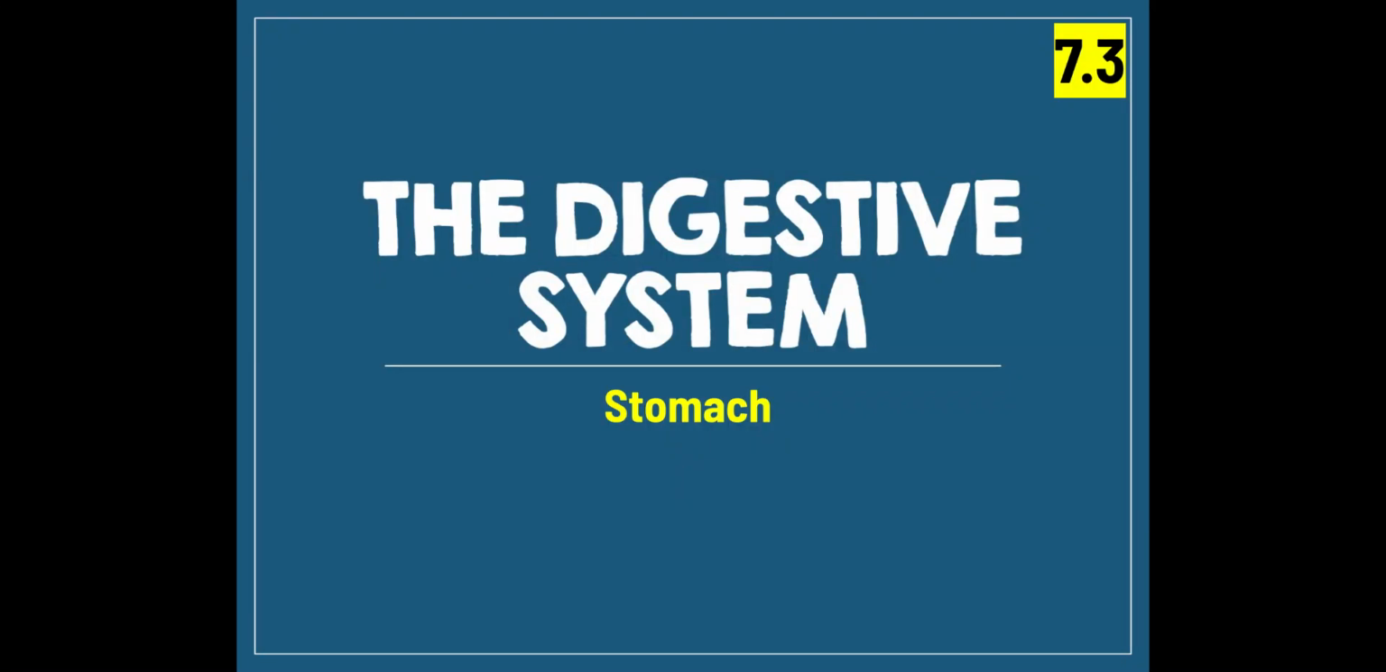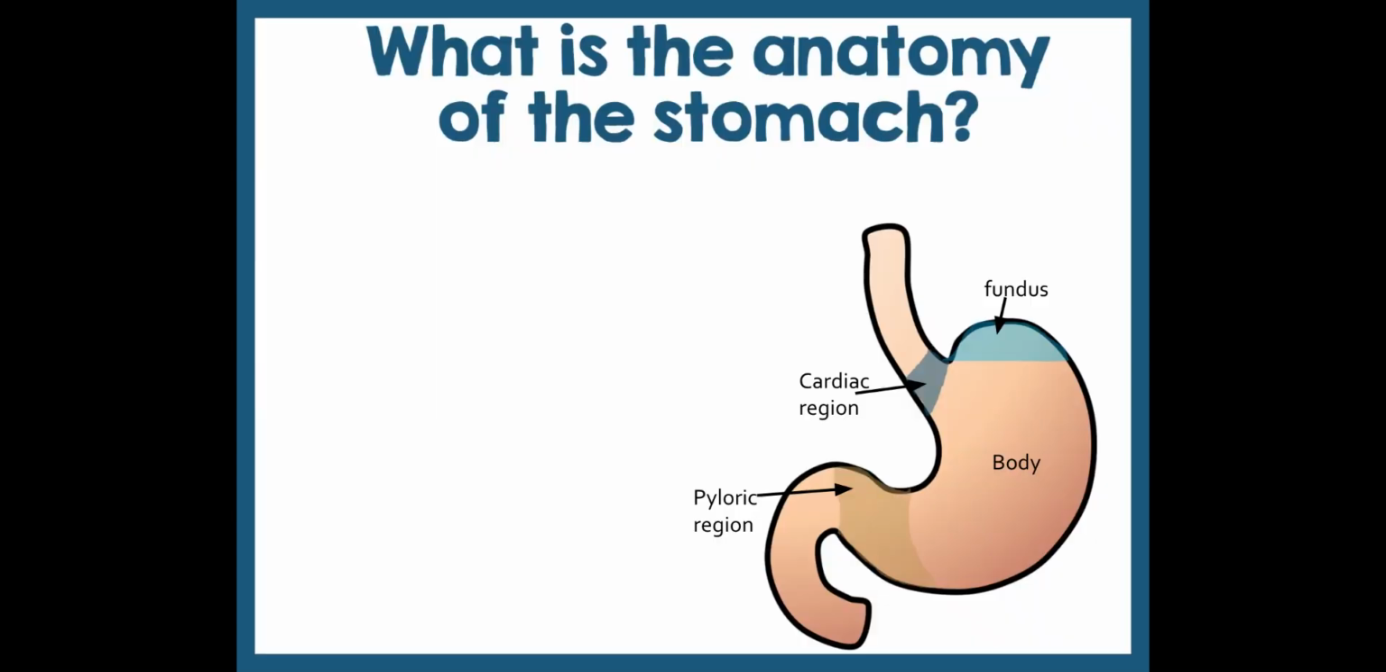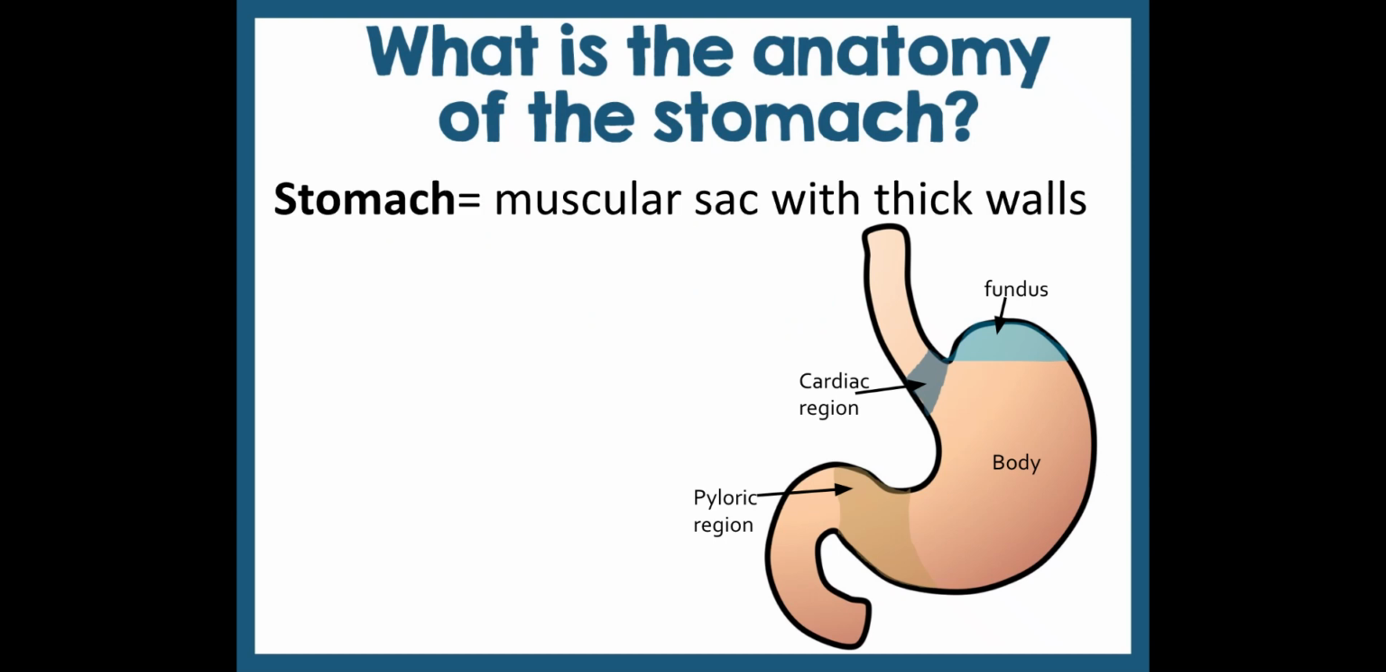Today we're going to continue talking about the digestive system, specifically the stomach. In this video, you'll learn about the structures in the stomach and the substances produced by the cells in the stomach that aid in digestion. So, first, let's talk about the anatomy of the stomach.